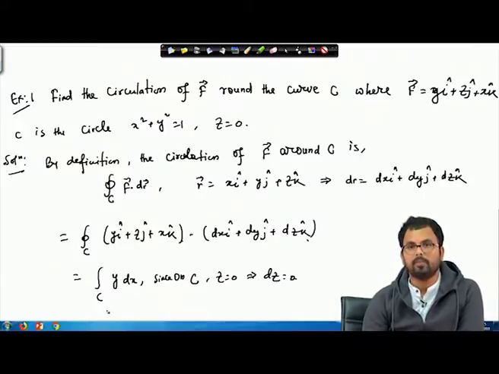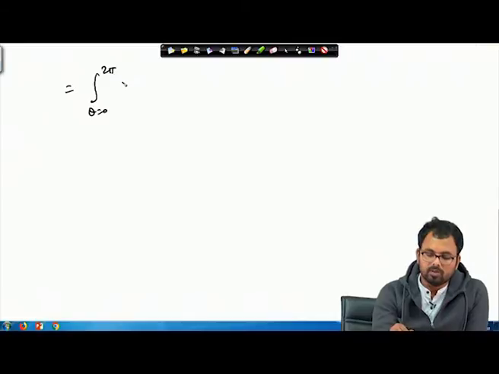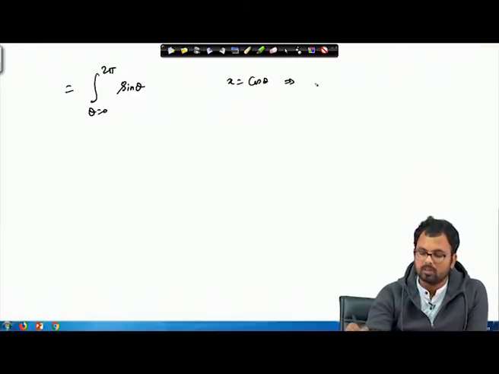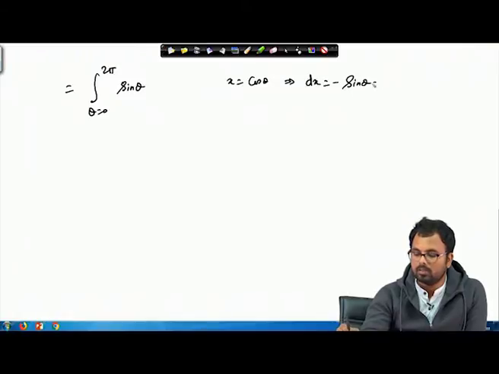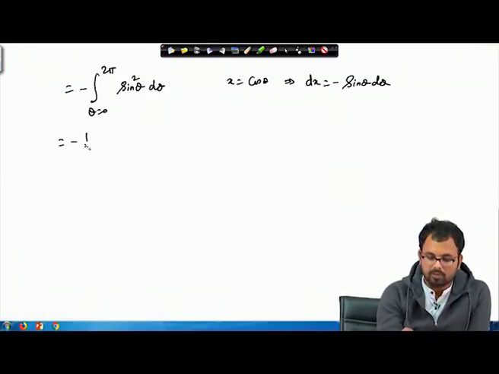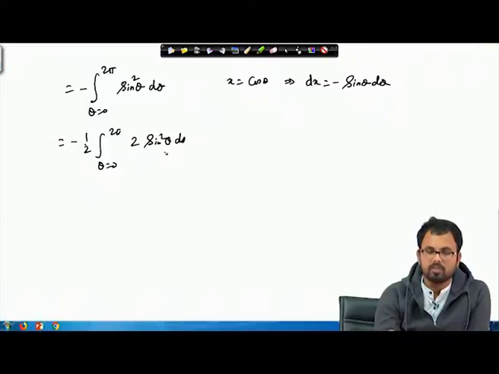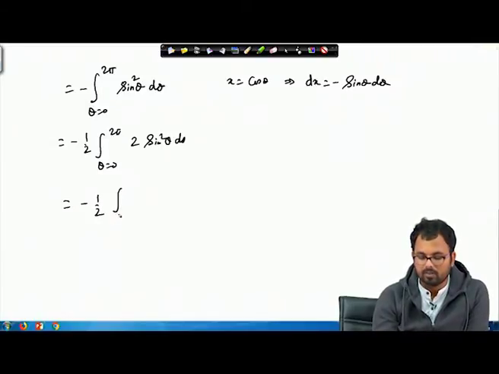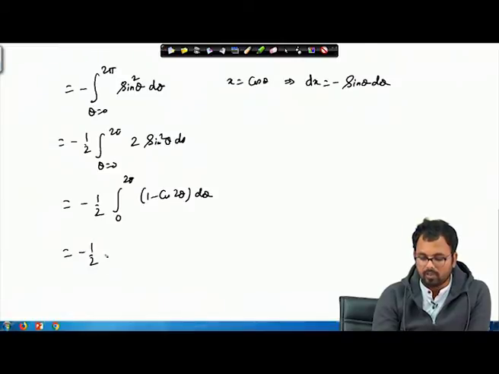Now if I substitute x equals cos theta and y equals sin theta, the parameter theta varies from 0 to 2 pi. So this is sin theta, and if x equals cos theta, then dx is minus sin theta d theta. So this will be minus sin square theta d theta. I can adjust a minus half here, with theta running from 0 to 2 pi, 2 sin square theta, which can be written as 1 minus cos 2 theta.